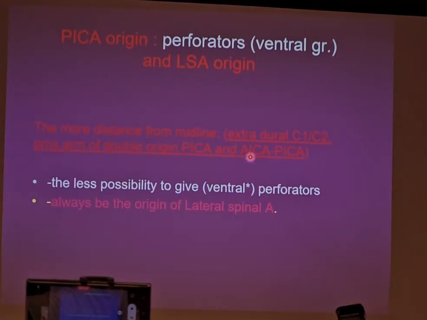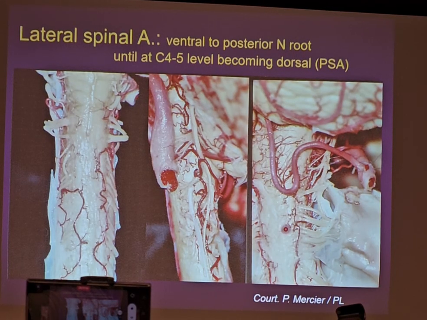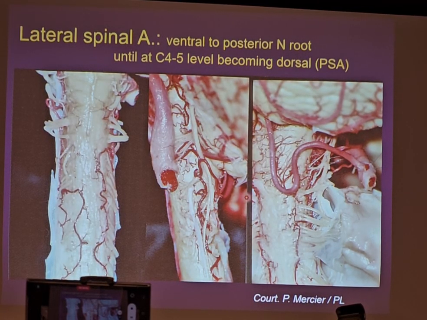We have some words about the lateral spinal artery. So what is the lateral spinal artery? I introduce you to another interesting artery that is typically located ventral to the posterior nerve root from the upstream, and then at the C4-5 level it becomes located dorsally.